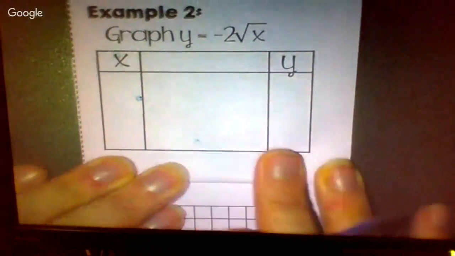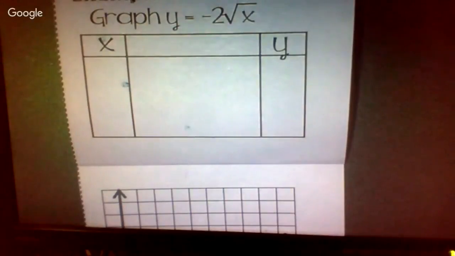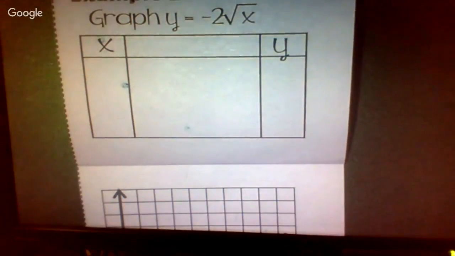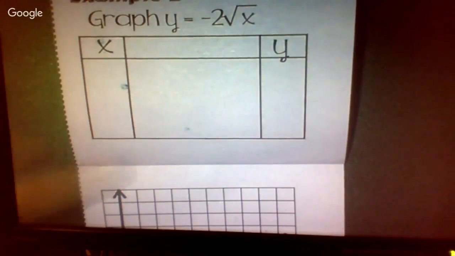If you flip the page, the next one. So not only is there a 2 out front, which makes it blow up vertically, it's got a negative 2. So instead of it being an upward swing, we're now going to flip it. This negative flips it.